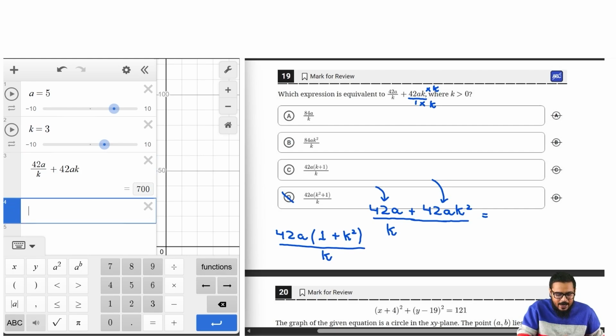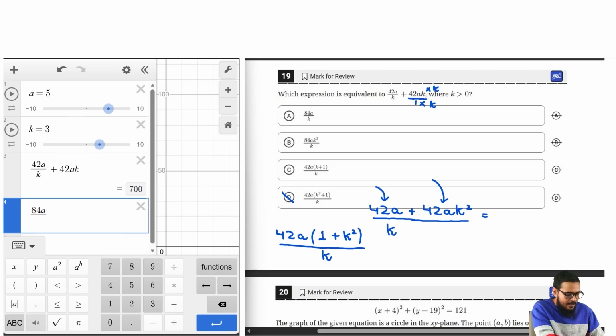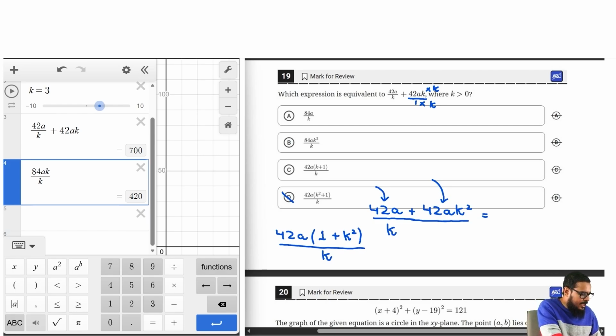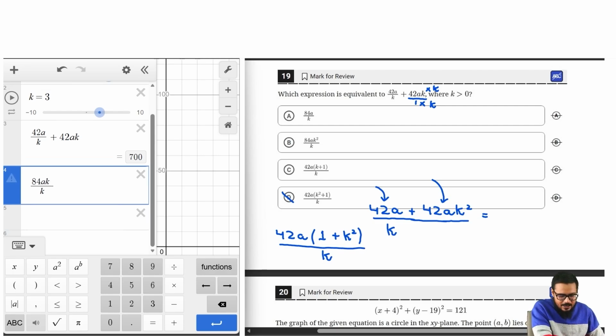Let's explore answer option A. 84a divided by k. This is not coming out as 700, it's actually coming out as 140. So I can say that this is not an equivalent expression to 42a divided by k plus 42ak. Let's move on to the next one. You can just edit this one, 42ak squared divided by k. This comes out as 1260, not 700.